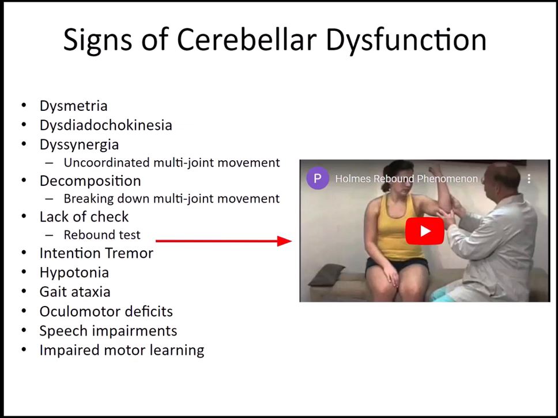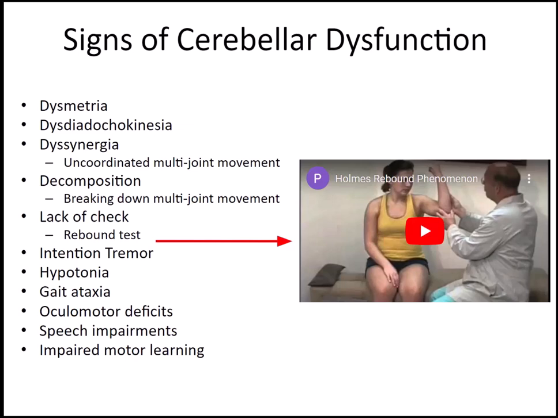As far as a compensation for dyssynergia that patients might display, this is known as decomposition. And decomposition is nothing more than breaking down that multi-joint movement to allow completion of the task. In the example of reaching for an object, that might look like having the patient perform shoulder flexion first and then elbow extension during the reaching, so that they've isolated the two different components and are able to complete the task. It's a compensation called decomposition.